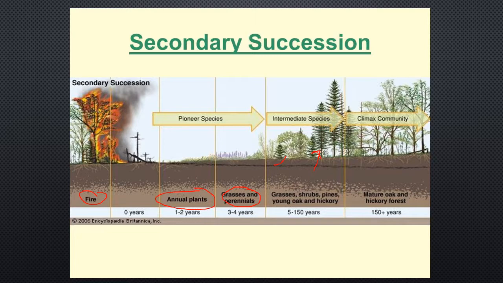Now what happens when the pine trees grow is they provide some shade, and when they do that, then the oaks and the hickories start to come in because they like it slightly shadier for their seedlings. So then they grow, and it eventually matures into a hickory and oak forest.